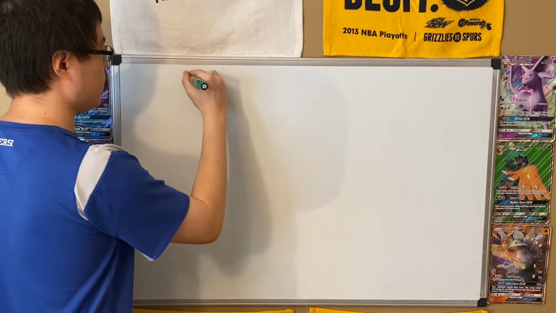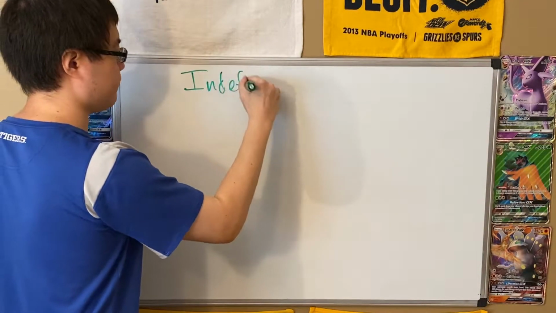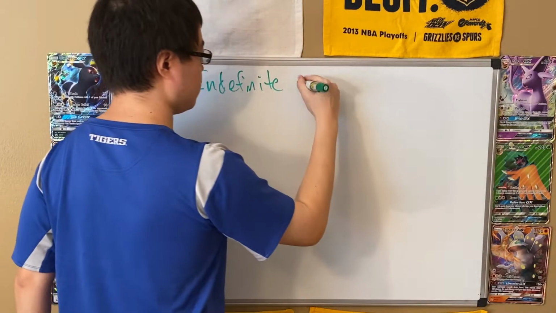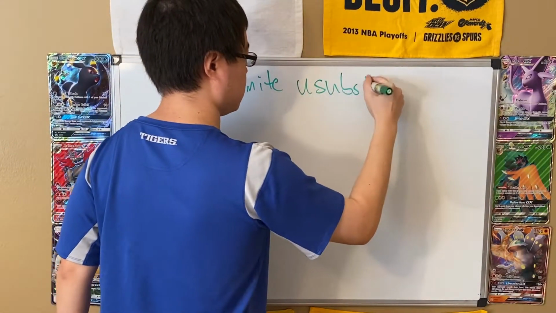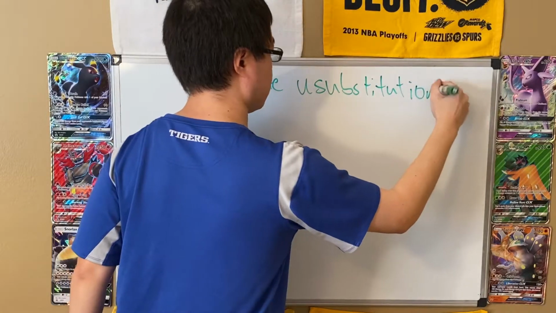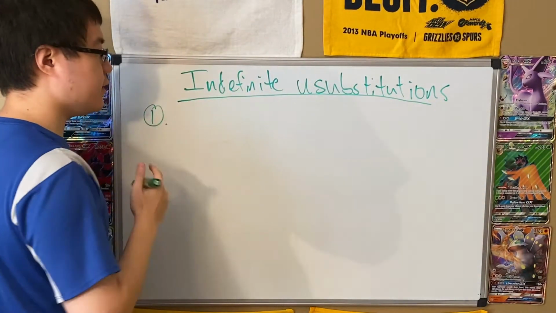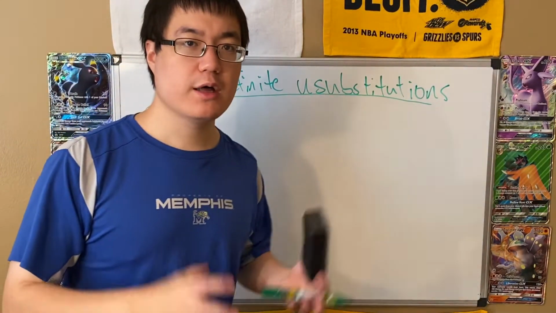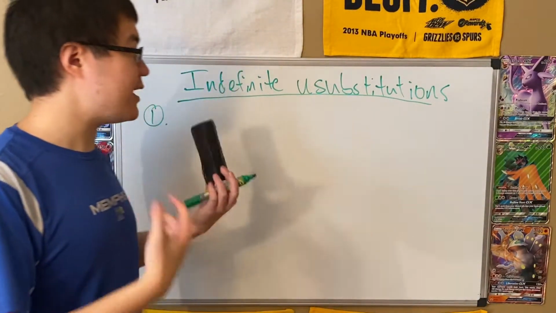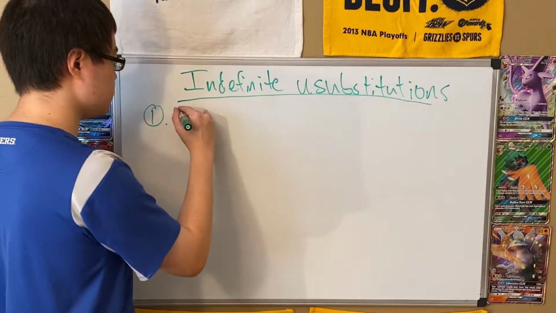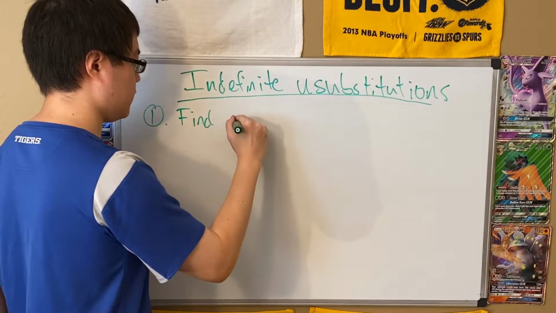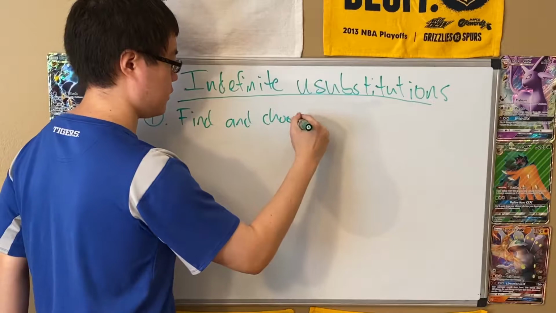Again, we're going to be talking about indefinite U-subs today. Indefinite U-substitutions. Let's write that down. The first step is going to be finding the inside function that I've been alluding to. There's always going to be an inside function. That's going to be our u. So we're going to find and choose u.